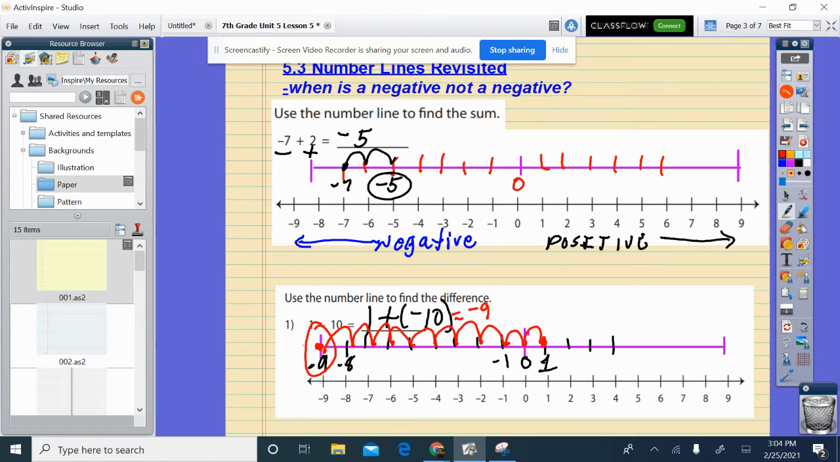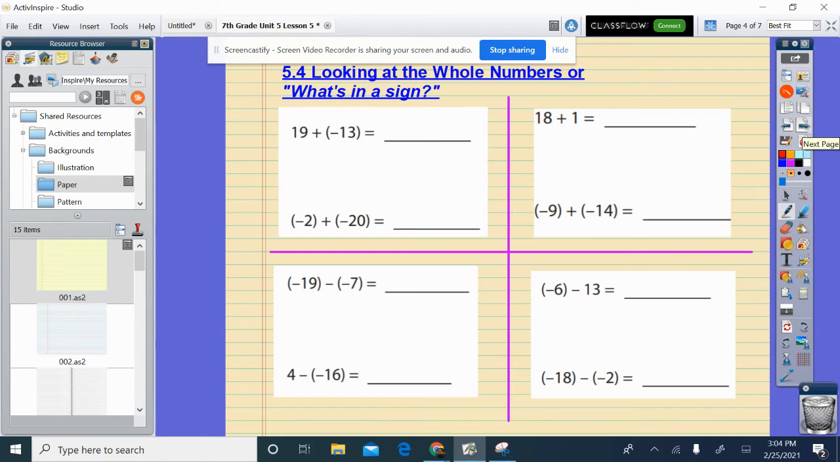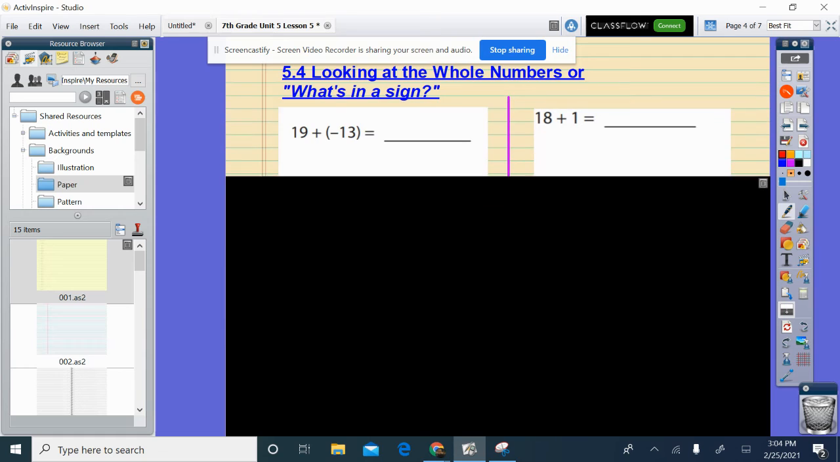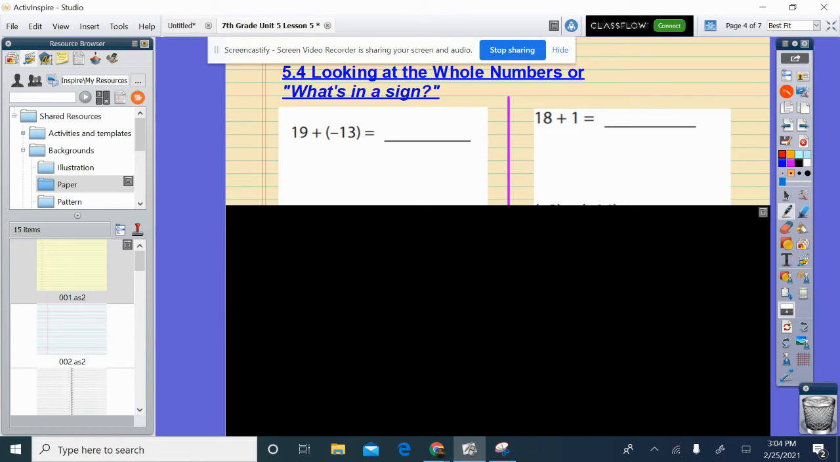So that's how we use number lines, and that's how we're able to prove how we are getting these sums. That's what we covered last week, but I just wanted to cover that again because some students have been having some trouble with it. So today, what we're going to be focusing on is looking at the whole numbers and saying what's in a sign. As I told you in the opener, we didn't do it here in this video lesson, but I hope you did take a moment and think about that.